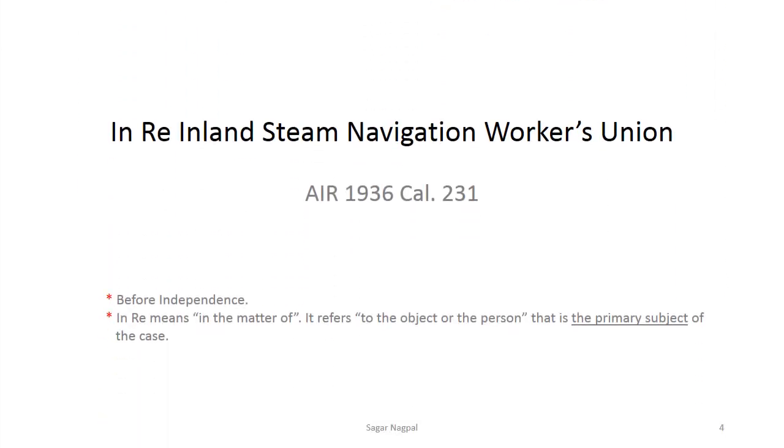The name of the case is In Re Inland Steam Navigation Workers Union. It's a case of the year 1936. Now, since the year is 1936, it happens to be from before the independence era, and in re matter means in the matter of. It refers to the object or the person that is the primary subject of the case. So, as we can see in the heading, Inland Steam Navigation Workers Union is the primary subject of the case.